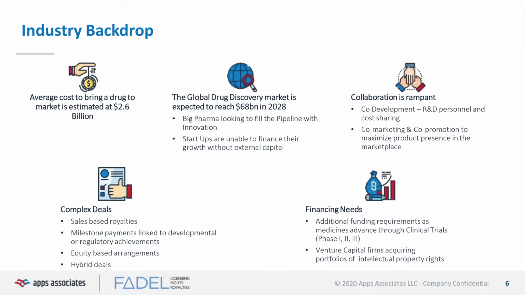Investors are typically looking for some sales of the product, but they're also looking for equity in the smaller company as well. So we're seeing a lot of hybrid deals out there. So they can be quite complex. We saw a couple of deals like this, large ones, last month.